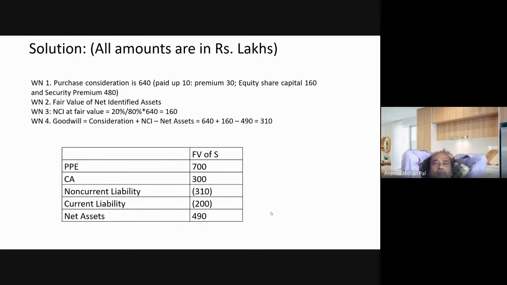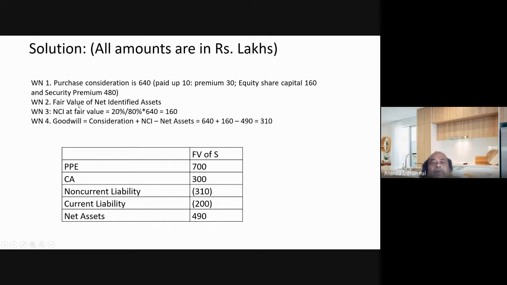Now, initially you have to do some working notes. That purchase consideration is 640, that you can remember, 640. If paid up capital is 10 and premium 30, then 1/4 is equity share capital and 3/4 is securities premium. In that way, you divide them.